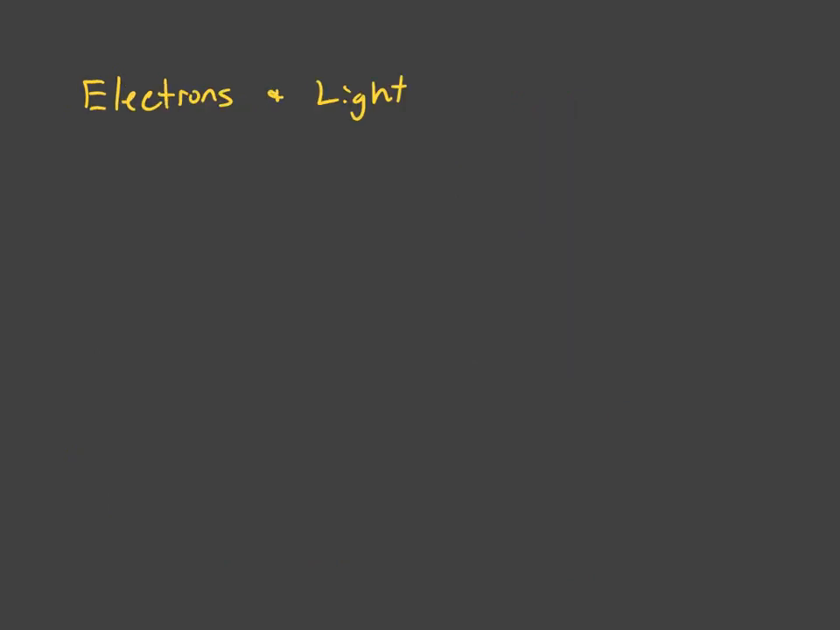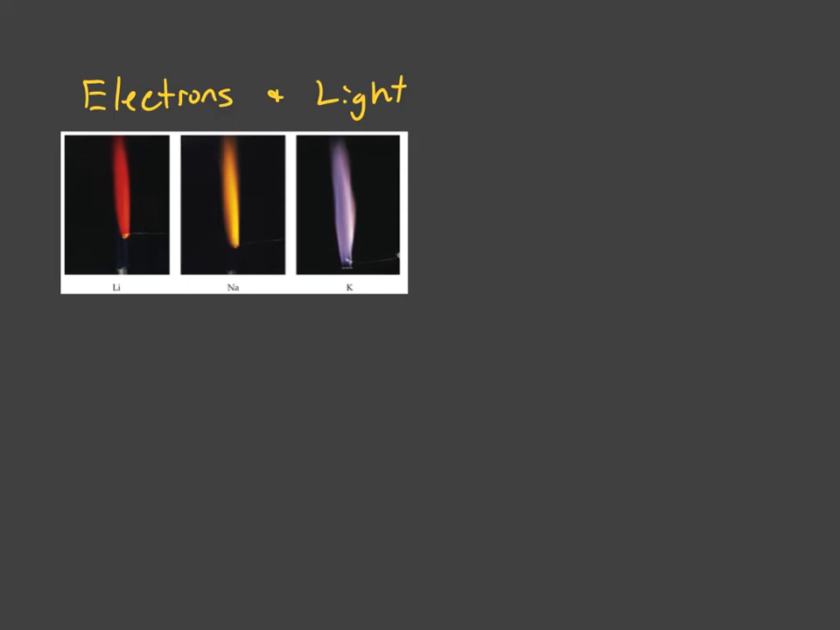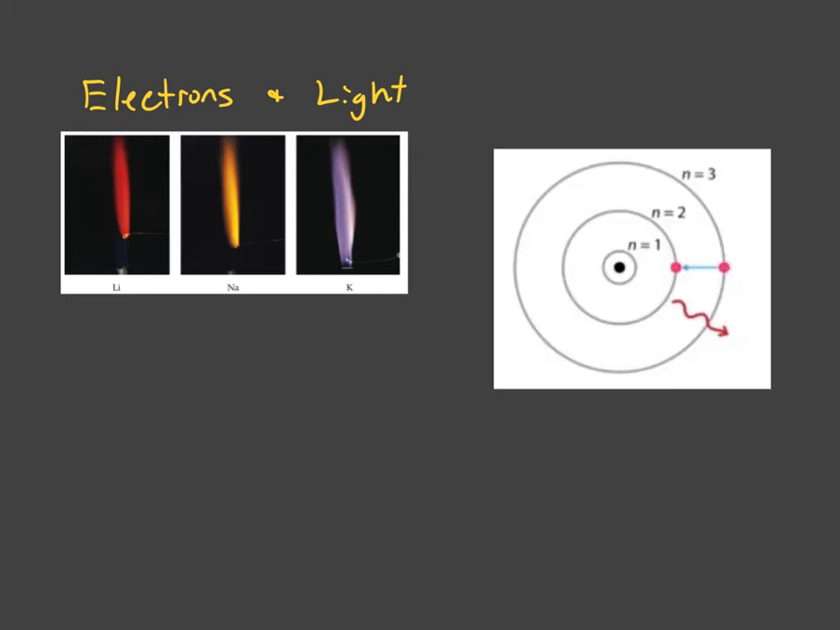People have been observing for centuries that different elements, when put into a flame, emit different colored light. The red of lithium, or the orange of sodium, or even the purple of potassium can all be seen. So scientists were always wondering mysteriously what was causing the different colors. Now that they have the planetary model of the atom, they can connect the dots between the electrons and the different colors of light.